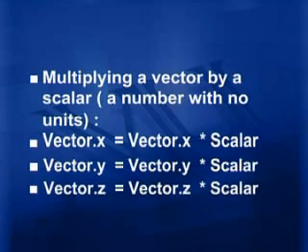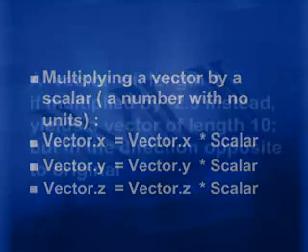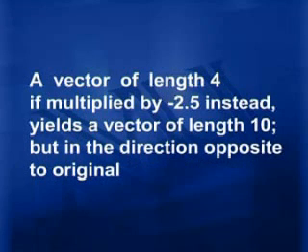Similarly for y and z. So x, y, and z components get multiplied by that scalar value, and the modified results are stored back to the x, y, and z components of that given vector. Let's take an example of the scalar multiplication. If we've got a vector of length 4 and we multiply it by 2.5, well, of course, the resultant would be a vector of length 10, and the direction would be the same as that of the original vector.